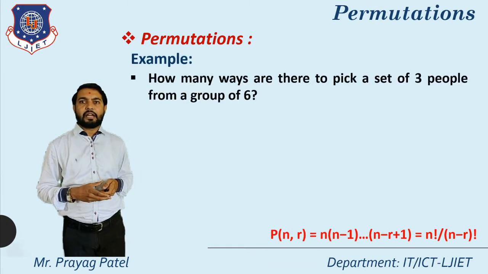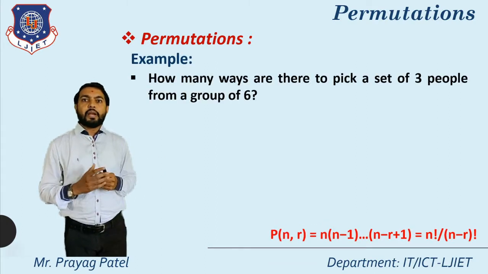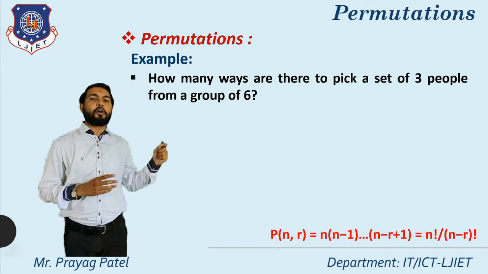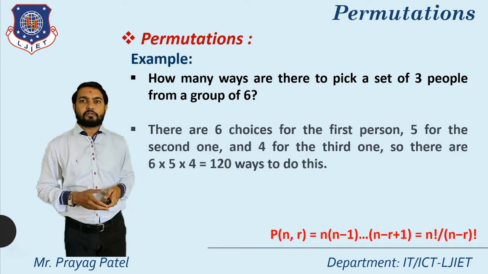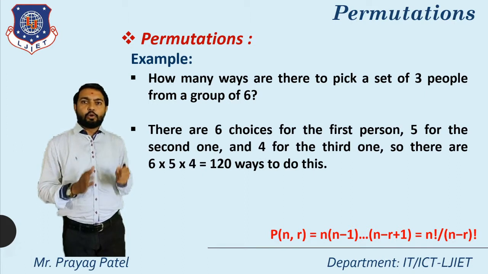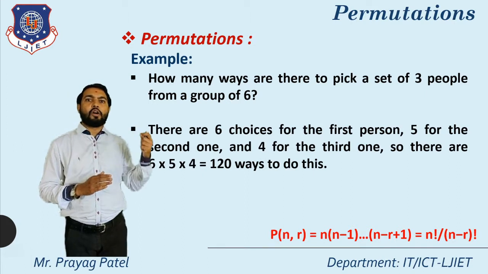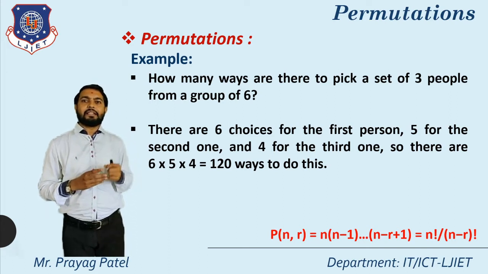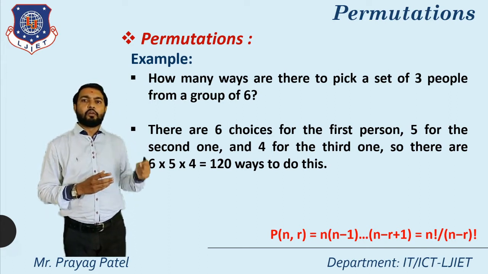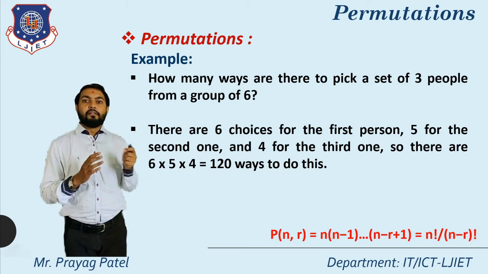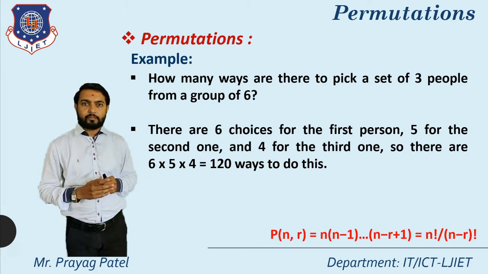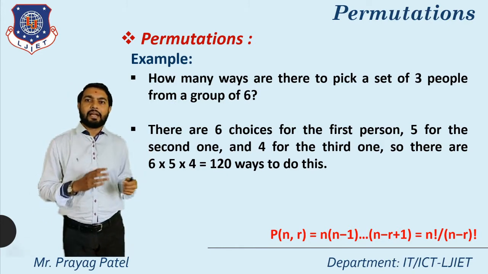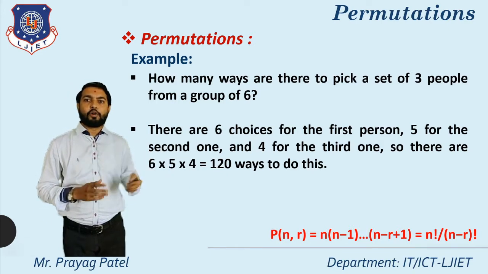Now for that, understand using this example. How many ways are there to pick a set of 3 people from a group of 6? So n equal to 6, we have a total of 6 persons. Out of the 6 persons, you have to select only 3 persons. That means according to our formula, we can say 6 cross 5 cross 4 equal to 120. So here n equal to 6, r equal to 3. So 6 minus 3 plus 1, so the last element is 4.